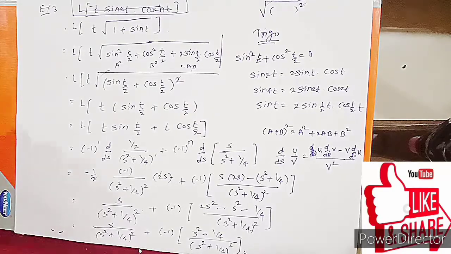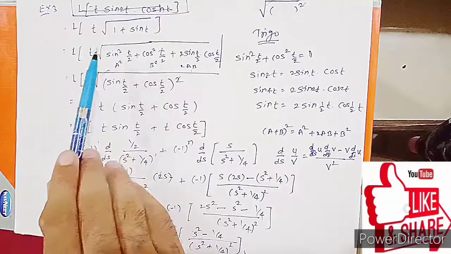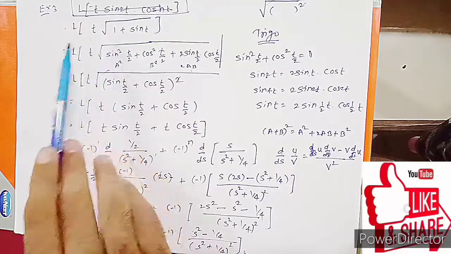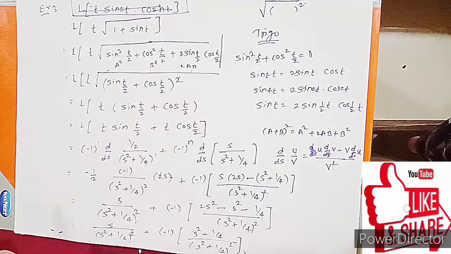This is your final answer. So this is an example which gives you very difficulty to understand and to solve, but when you get the initial step, that is when you understand how we reduce that root, that means we can solve this numerical easily. So this is example number 3.